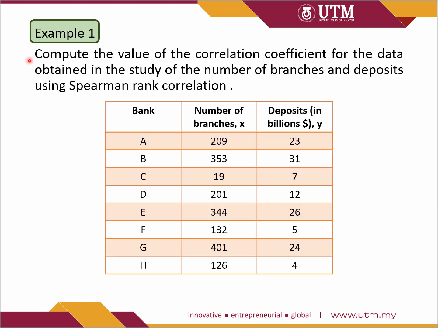Okay, for example, we have to compute the value of the correlation coefficient for the data obtained in the study of the number of branches and deposits using Spearman rank correlation. So here we have 1, 2, 3, 4, 5, 6, 7, 8 banks, given the number of branches for each bank and the deposit for each bank. This deposit is in billions. So this is our independent variable, and this is our dependent variable.